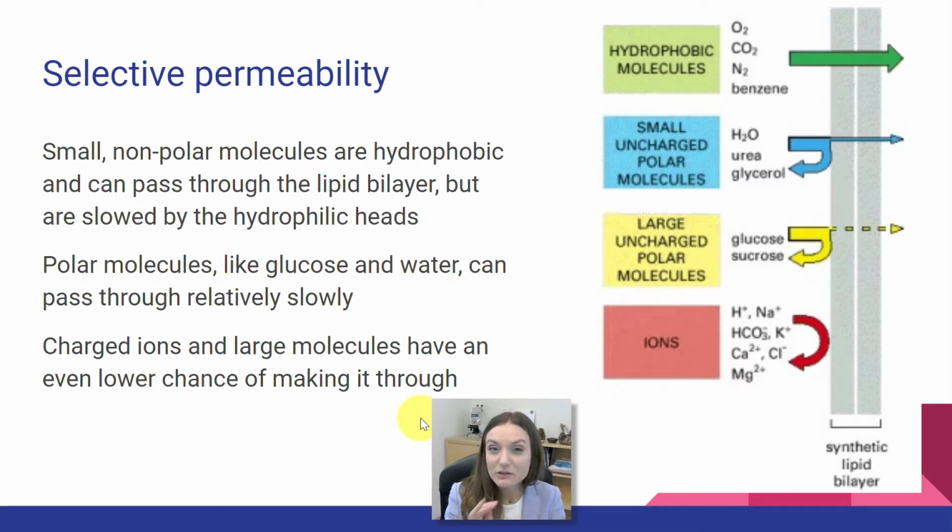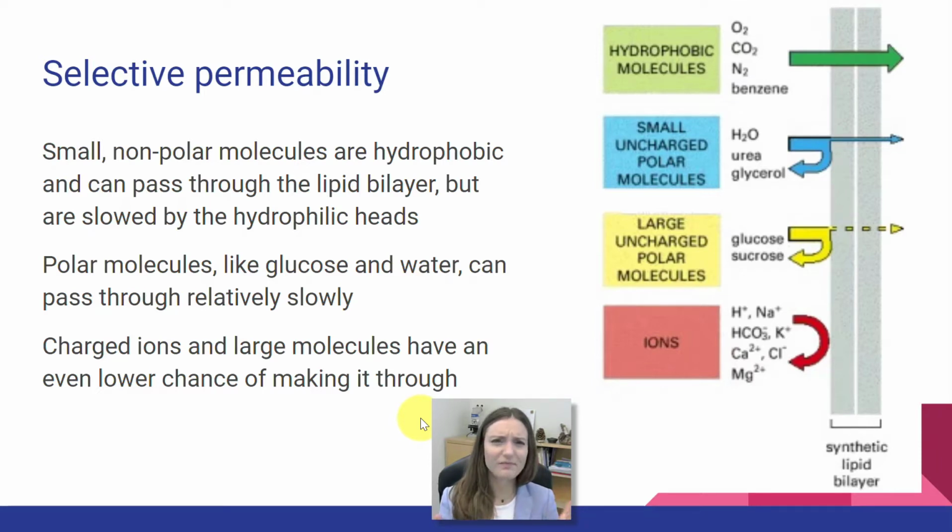Water can kind of squeeze through, so small charged polar molecules can kind of squeeze through, but they're really slow at moving through, okay? And large polar molecules, definitely much, much, much slower. The larger you are, that's just the harder it is to fit between those tails, okay?